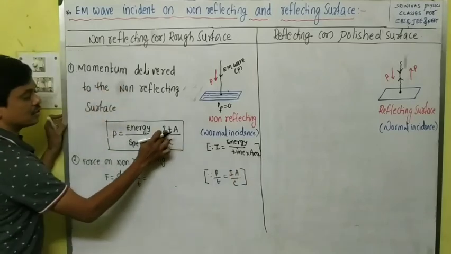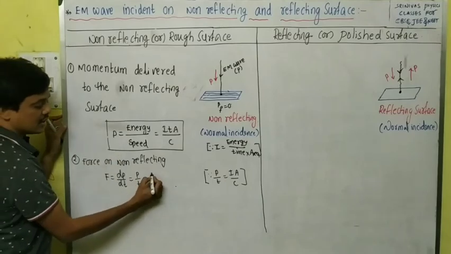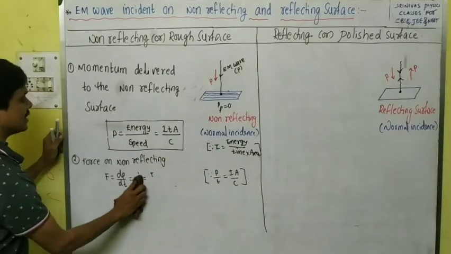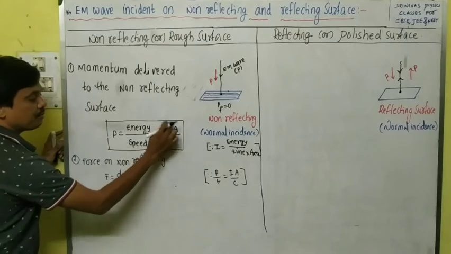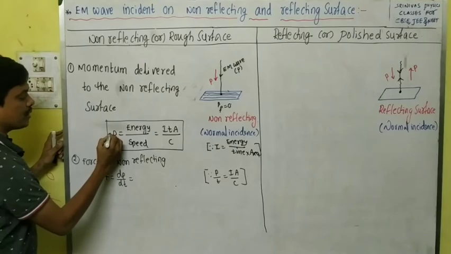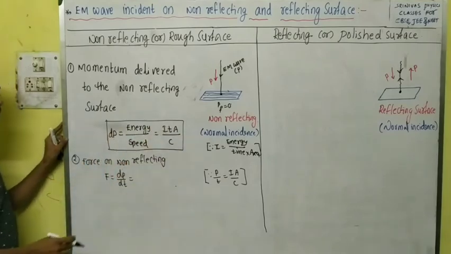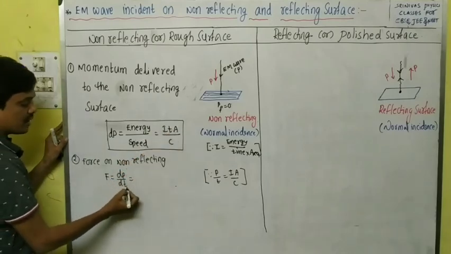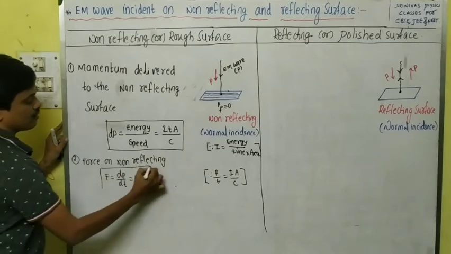Just take this t to the left side, then we will get P by t, where P is the momentum, that is IA by C. From the force formula, the momentum delivered, the change in momentum dP, is equal to ITA by C. Then the change in momentum by time, we will get IA by C. This is the formula for the force.